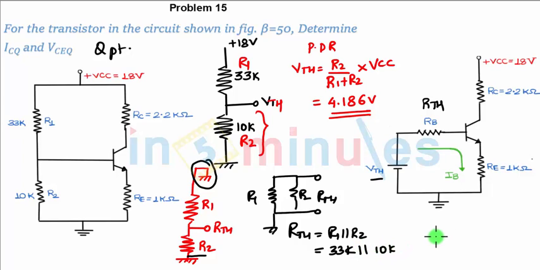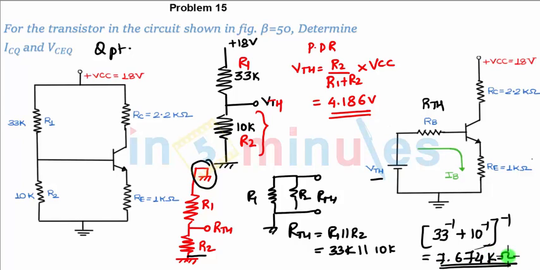Now how you can solve this is, you can simply put 33 inverse plus 10 inverse and the whole inverse in the calculator. That will give you the parallel value of the resistance. So this will come around 7.674, but since you are not considering kilo over here, you need to write it as kilo ohms. So this is how we have found the value of RTH and VTH.